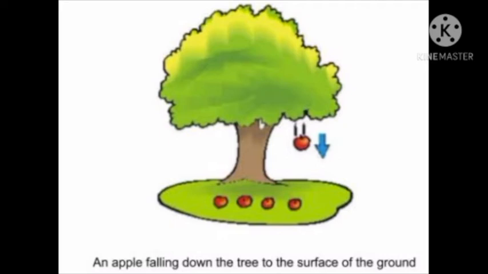You must have seen that trees also have fruits hanging on them. So why doesn't that fruit fall upwards but falls downwards? Why? Because the earth pulls all the objects towards itself. The force applied by the earth to pull objects toward itself is called gravitational force.